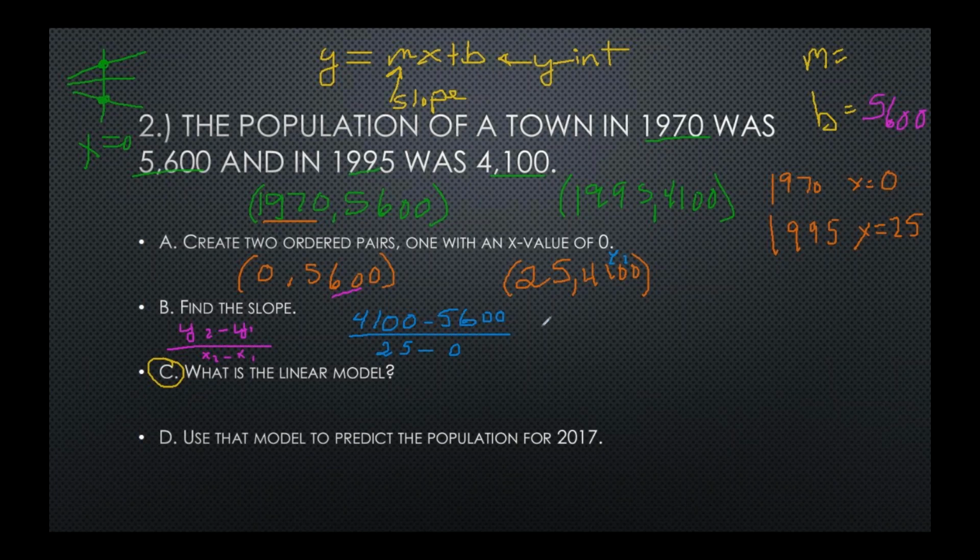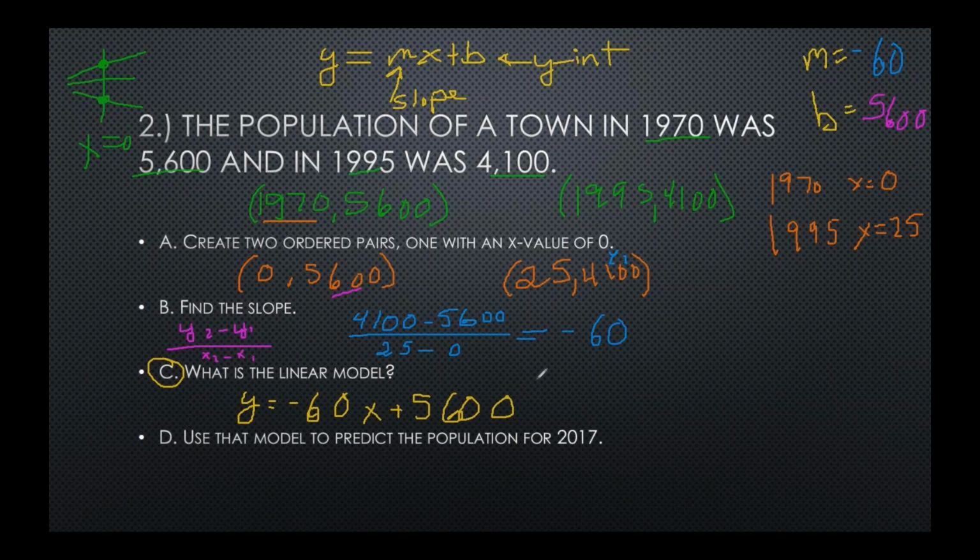Negative 60. Exactly. So our slope is negative 60. Now that I have a slope and a y-intercept, I can put those together to create a linear model here in letter C. I'm going to change it back to yellow. We always start with y equals slope, which is negative 60, times x plus my y-intercept of 5,600.